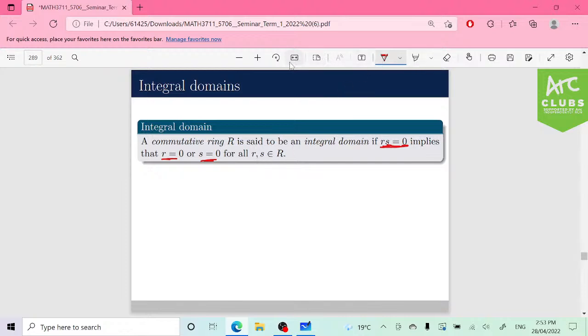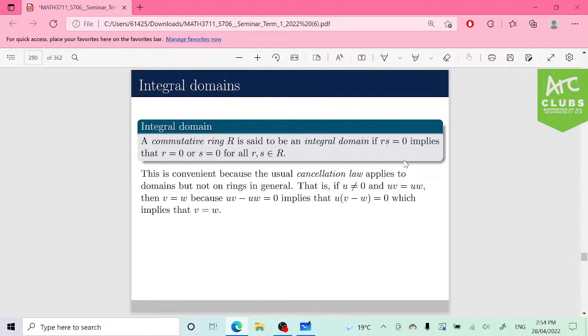So for example, if I had under Z something like 3 times 0 equals 0, then either 3 must be 0 or 0 must be 0. And there's no other way. So if you take 3 times 1, 4 times 8, there's no way to obtain 0 without one of the elements being 0. And so this is what we mean by an integral domain. Cool. And this is really convenient for us because we can apply the cancellation law.